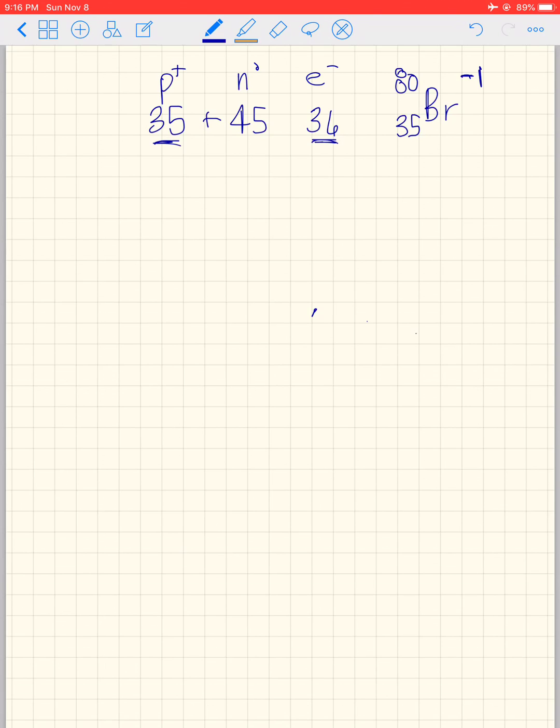Okay, how you doing with that? Does that make sense? Should we try one more just to make sure you're understanding it? By the way, this is called an ion because it has a charge to it. Whether it's positive or negative, it's called an ion.